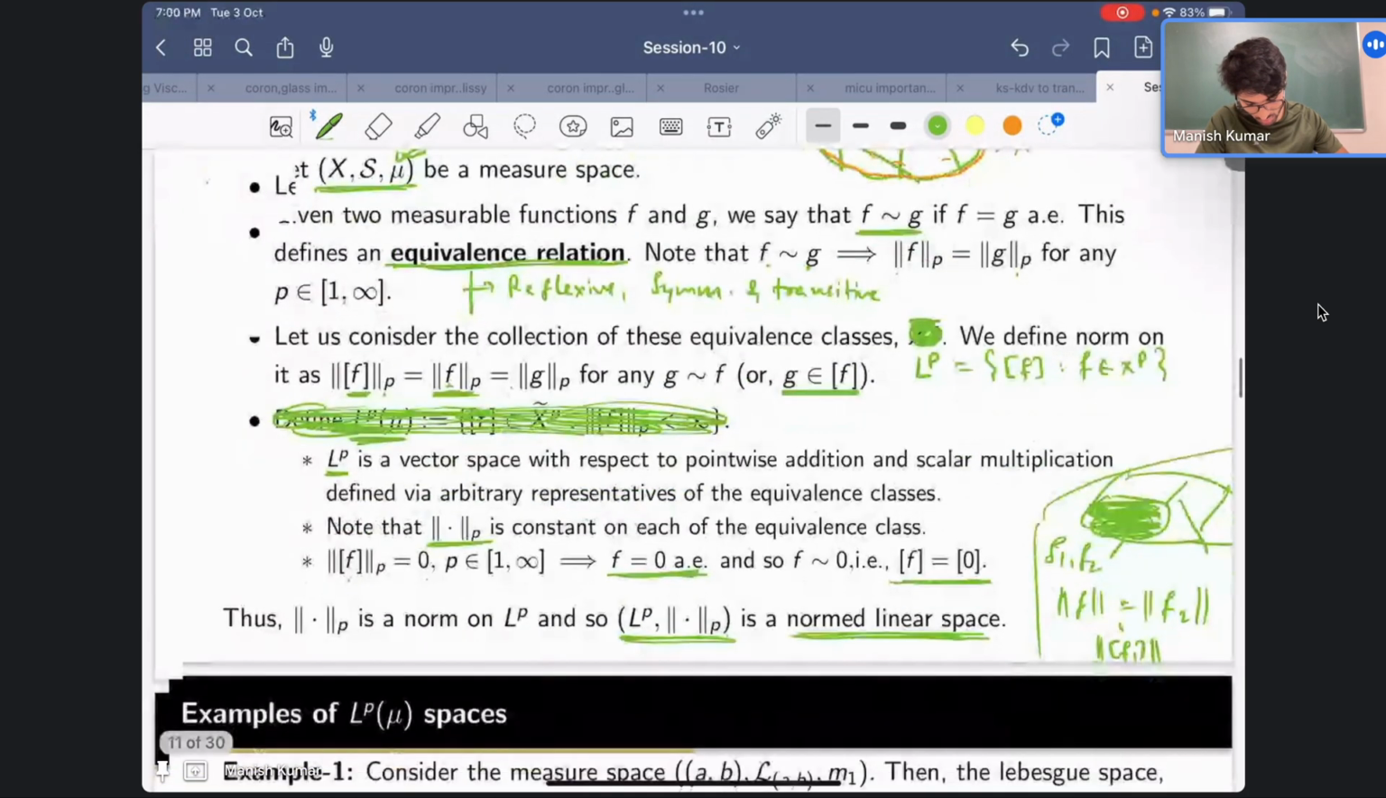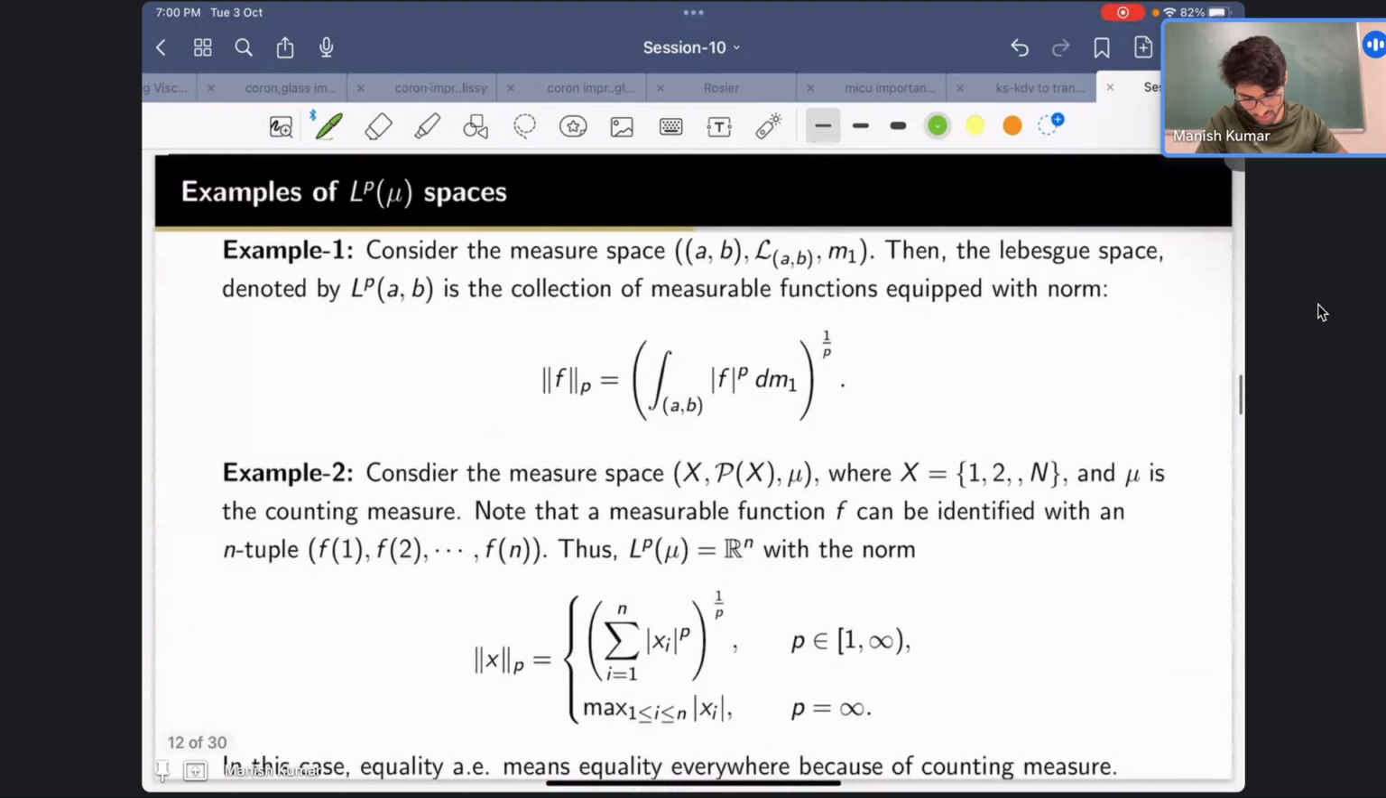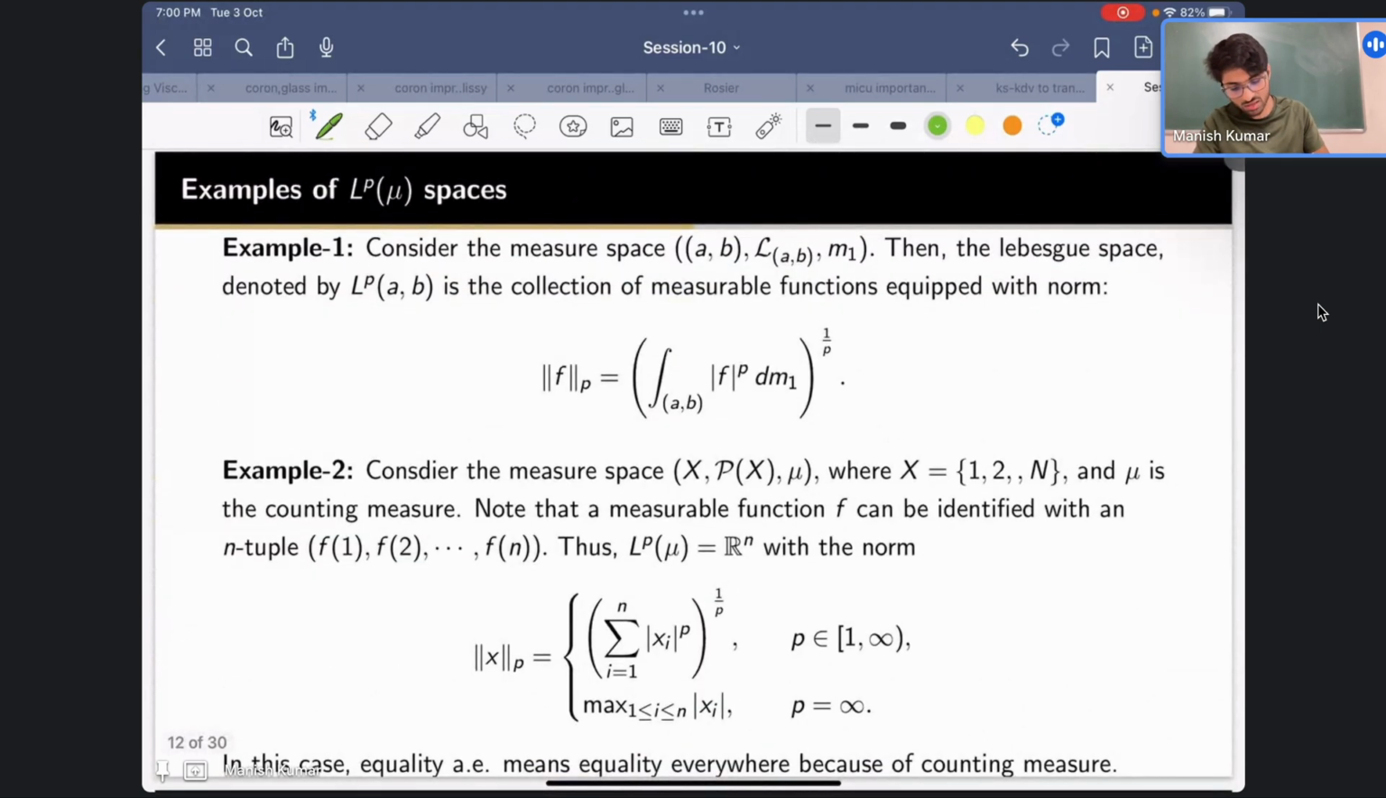Okay, if there is no doubt, let's proceed further. So I'll just list down a few examples. This example is nothing but the Lebesgue, I mean the usual thing we have seen. So consider this measure space. Then the LP space will be denoted by LP of X. So X is here (a, b), so LP of (a, b), and this m1 is the Lebesgue measure.